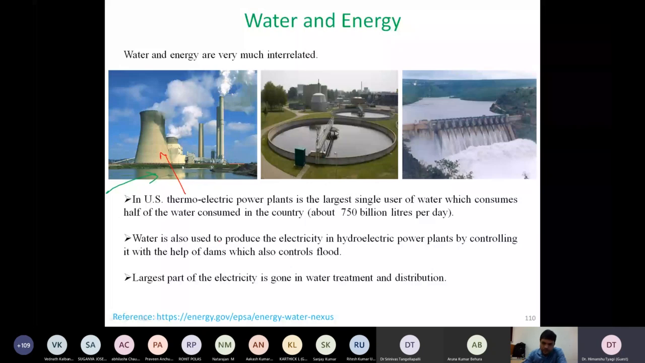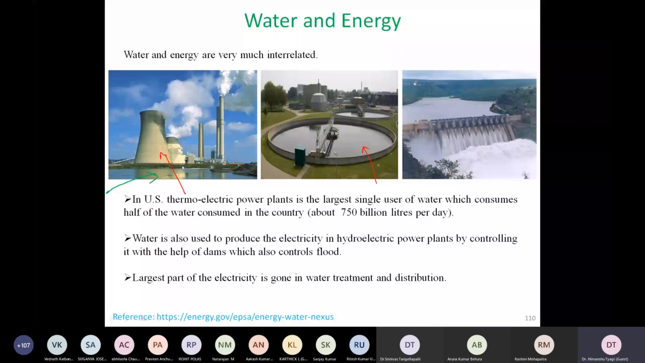And the interesting part is that of the electricity which is produced, a large portion also goes into water treatment and distribution. So what you see here is an example of municipal water treatment. So water is used for generating electricity, and that electricity we generate is actually used for pumping water.